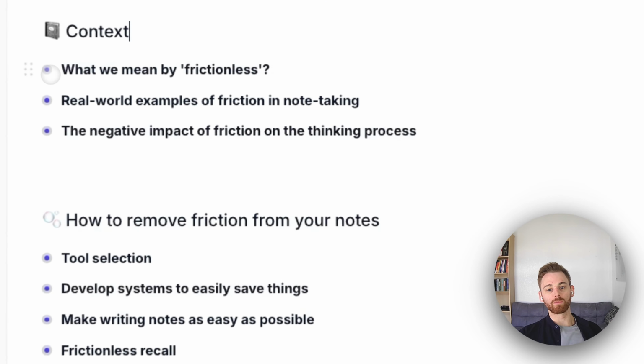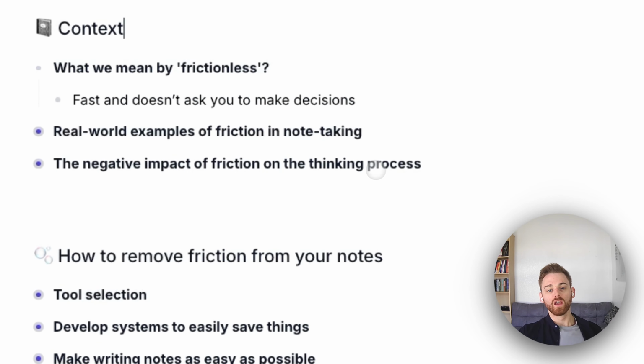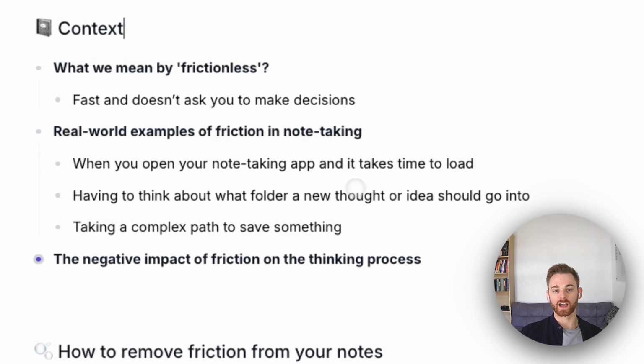What exactly do we mean by frictionless in regard to our notes? Well, in short, that means that our notes are fast and they don't ask us to make any decisions. That's a little ambiguous. So let's go through some examples of what friction in our notes actually looks like. One example is when you open your note-taking app and it takes forever to load.